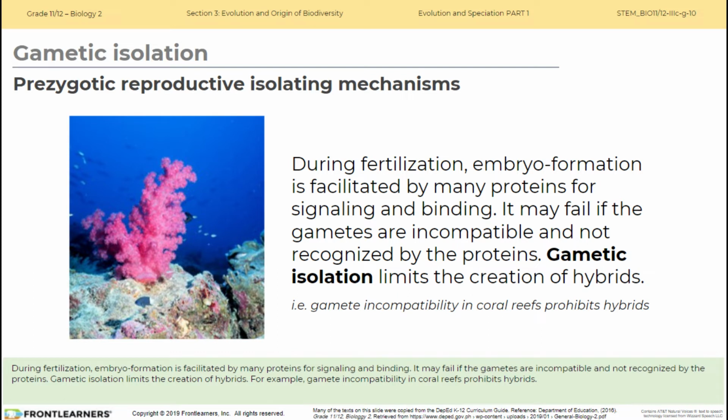It may fail if the gametes are incompatible and not recognized by the proteins. Gametic isolation limits the creation of hybrids.